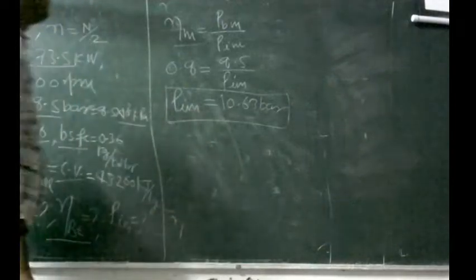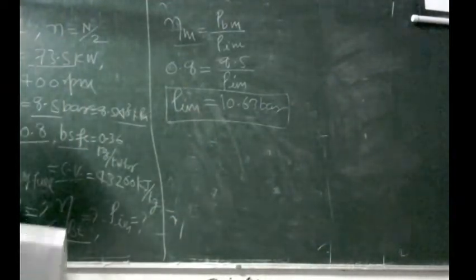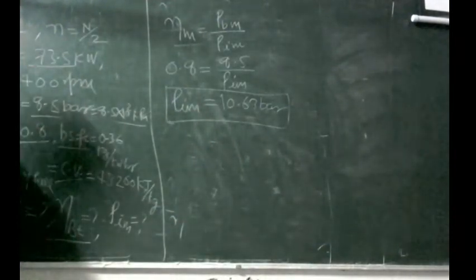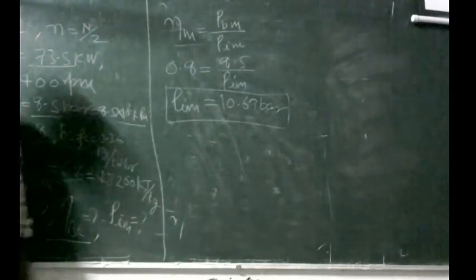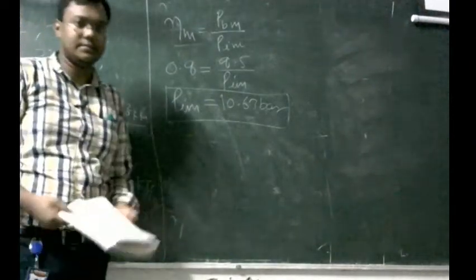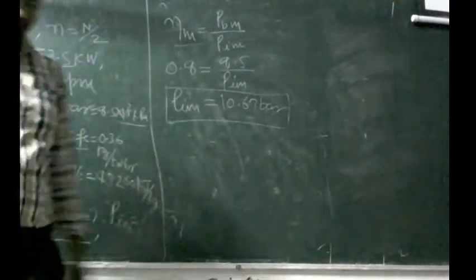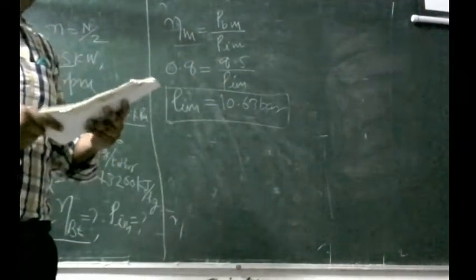So this is the value of indicated mean effective pressure. Okay. So this is an easy question. You can easily solve it by putting all the values in the formulas. Okay. So in this way you can solve the question. Now we will move forward to the next question.